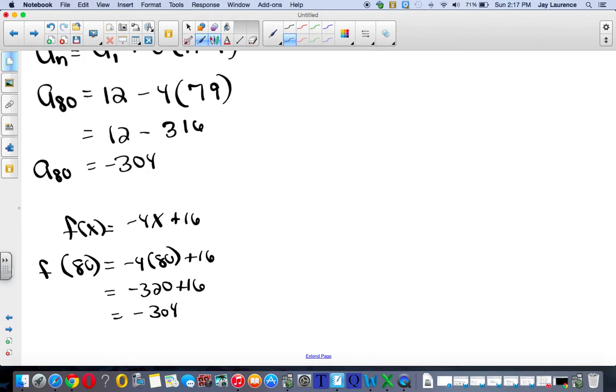Now, some of you are wondering which way you have to do it. It depends on the way the question is asked. If it just says find the 80th term, you can do it the way we've been doing it. But if it says something about an arithmetic sequence, then you have to do it using that formula.